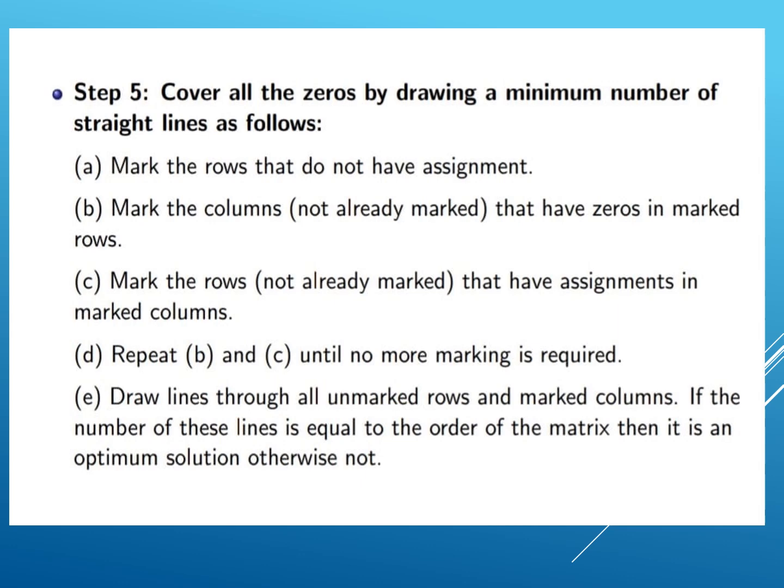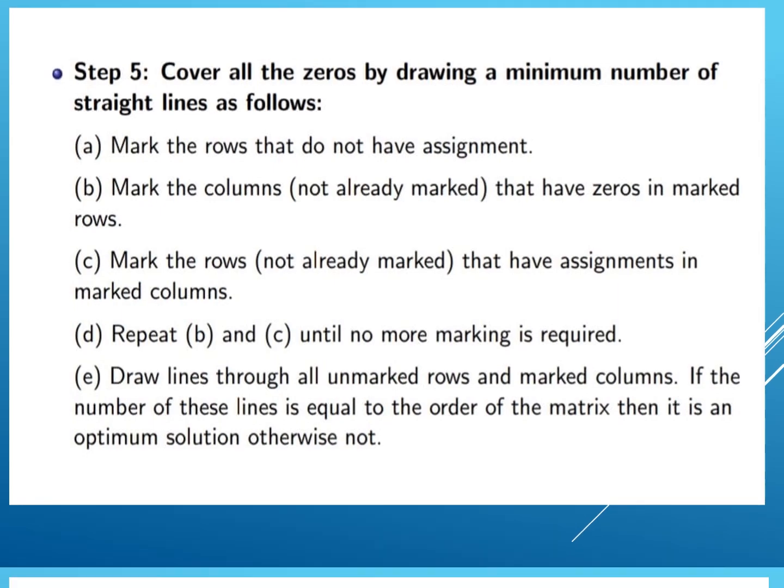Cover all the zeros by drawing a minimum number of straight lines as follows. Mark the rows that do not have assignment. Mark the columns that have zeros in marked rows. Mark the rows that have assignments in marked columns. Repeat B and C until no more marking is required. Draw lines through all unmarked rows and marked columns. If the number of these lines is equal to the order of the matrix, then it is an optimal solution. Otherwise, not.